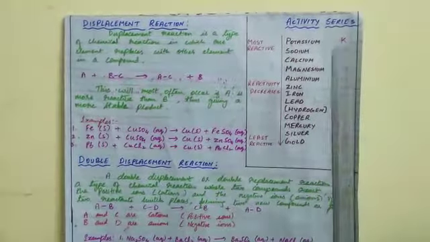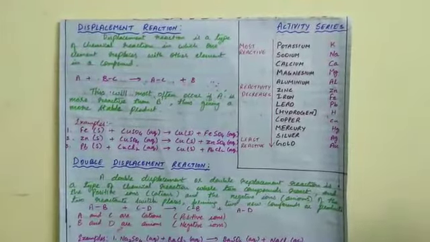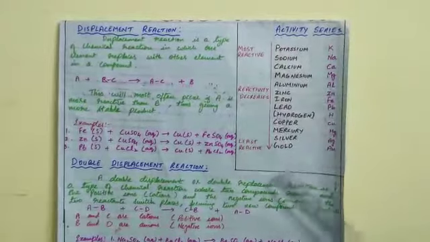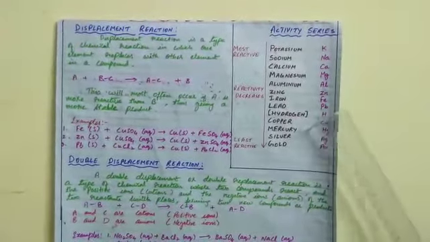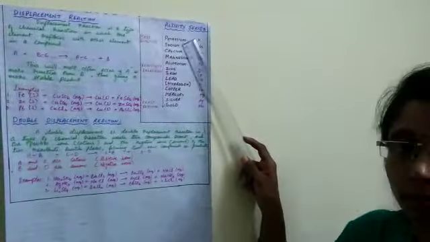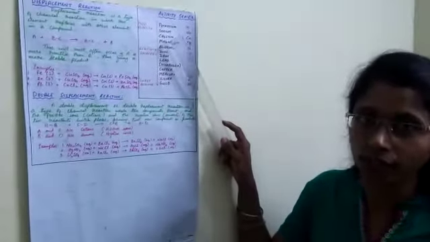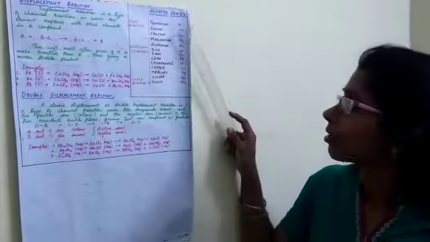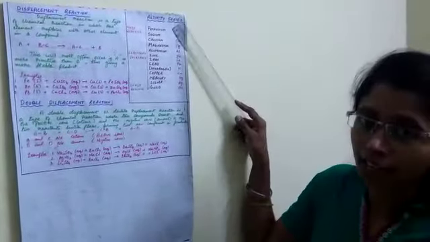Okay. So first let's discuss the activity series, which will be helpful for both the reactions. Activity series is a series of elements where we are arranging the elements in the order of their reactivity. Now, potassium is the first element, the most reactive. Potassium, the symbol is K. It is a highly reactive element, so it is placed at the top of the activity series.